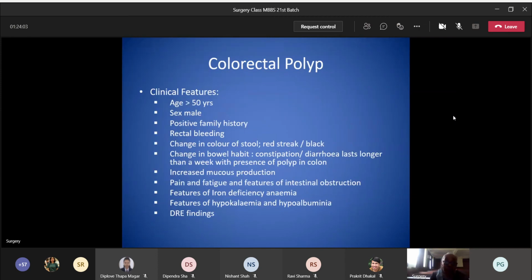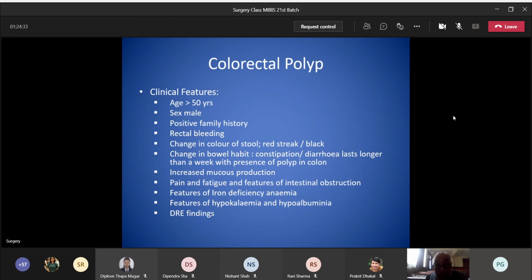And clinical feature-wise, age more than 50 years, male has more prevalence, and positive family history, rectal bleeding, change in the color of stool, red streak or black. Usually these are with red streak, fresh blood, but when they stay for a long time inside the rectum, they become black. That doesn't mean that it's melena. There is bleeding, and it stays for a long time in the rectum, that's why they become black.